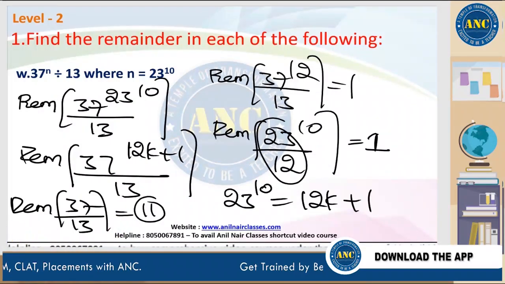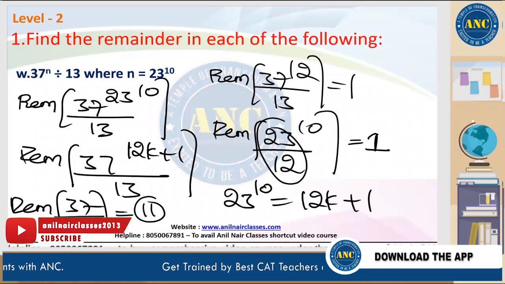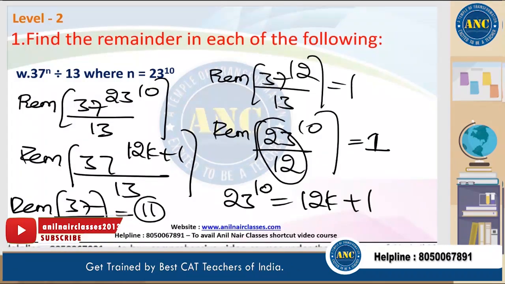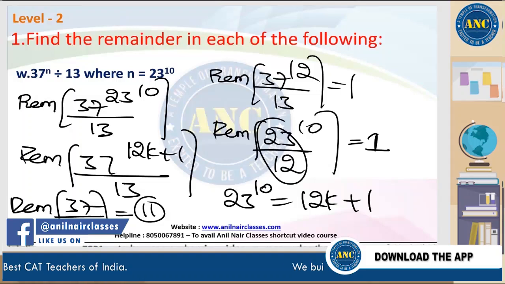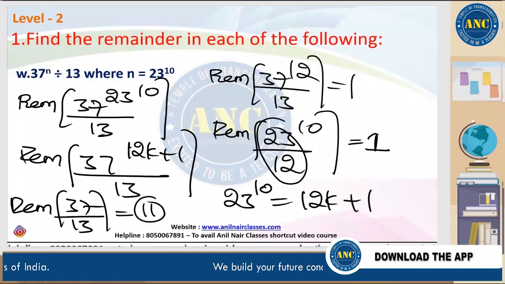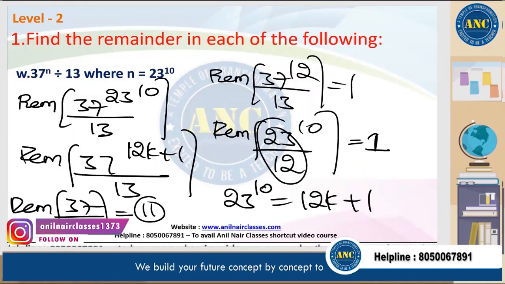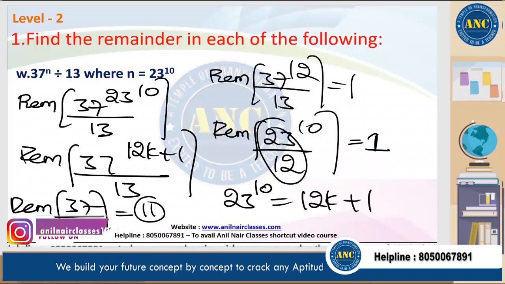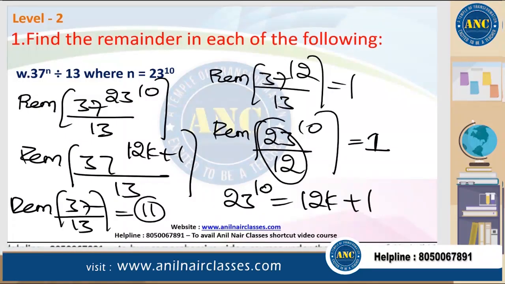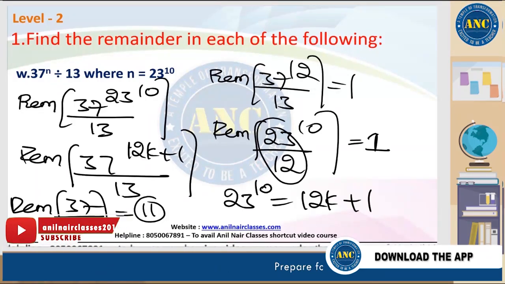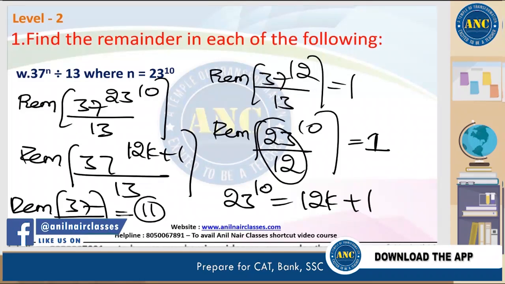I hope it is clear. 37 power 23 power 10 divided by 13: you don't need to do that. If the denominator is a prime number, the power will be p minus 1. So 37 power 12 divided by 13. So 23 power 10 divided by 12 is nothing but 12 twos are 24 minus 1. Minus 1 power even is plus 1. 23 power 10 is 12k plus 1.